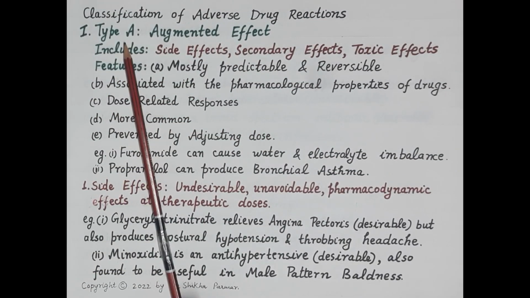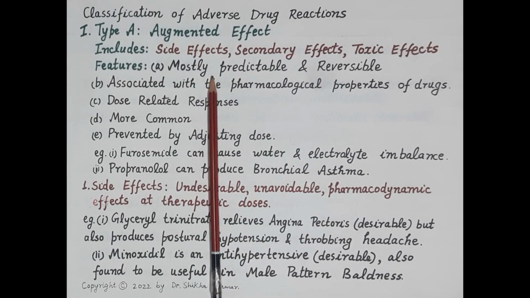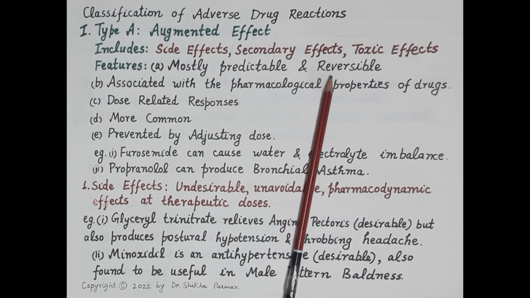Now, type A adverse drug reactions are augmented or increased responses of a drug. So, these responses depend on the dose of drug. That is, higher is the dose of drug, more is the response. So, as the dose increases, the response increases, and finally it can result in toxicity. Now, since these are increased or exaggerated responses of a drug, these adverse drug reactions are predictable, and these are also reversible. These can be reversed on reducing the dose of drug or by stopping the drug.